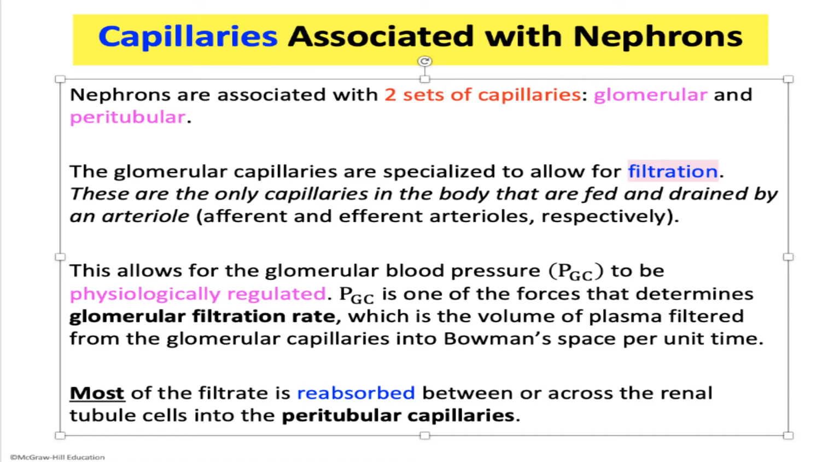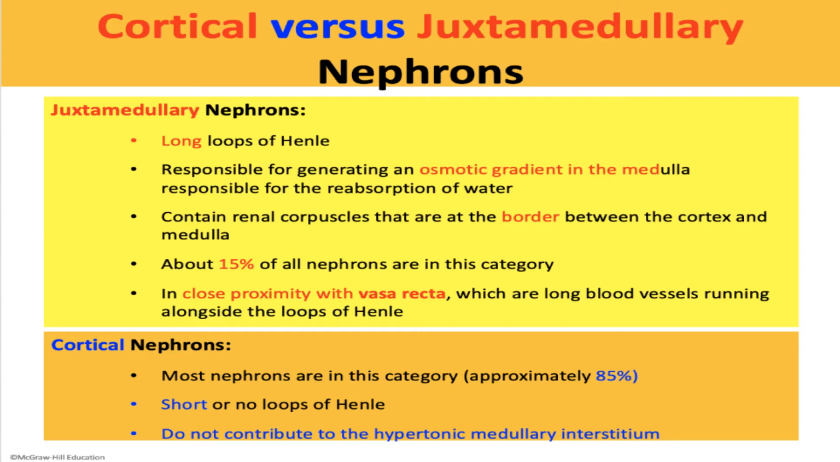In a typical day for an adult male, between the two kidneys, about 180 liters of filtrate are produced, an amazing amount. But most of this is reabsorbed soon after the corpuscle, while it is flowing through the proximal convoluted tubule. And this fluid ends up in the peritubular capillaries that follow the loop of Henle. This slide summarizes what we mentioned earlier about the two classes of nephrons.